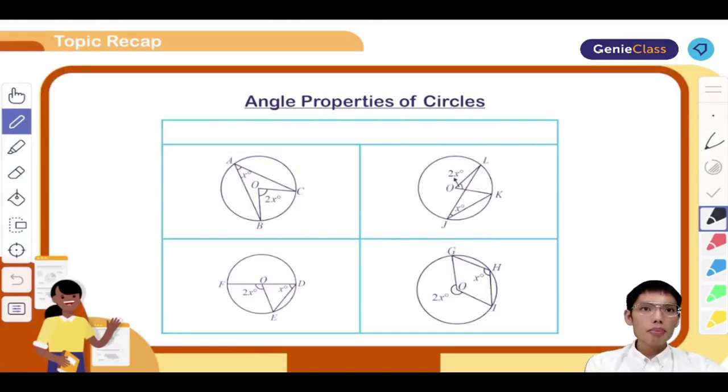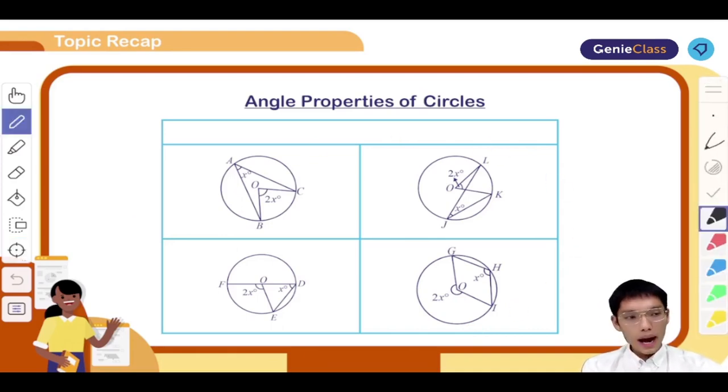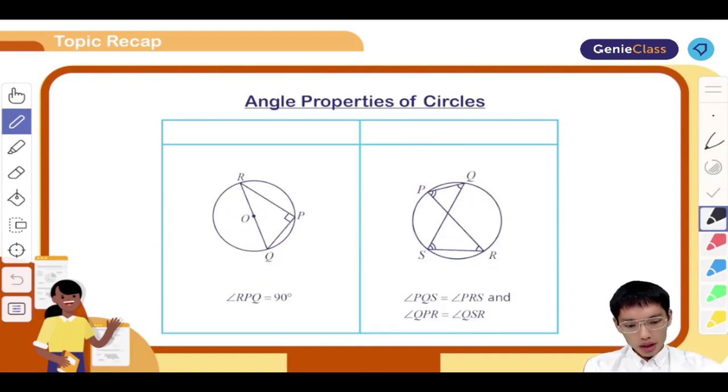Next up, angle properties of circles. Can anybody tell me over here, based on all these properties, what is the angle I'm looking at? What is the angle property? Very nice, Denise typing out. But in this case, you can just write angles at center. Sorry for the hiccup in the middle. Angles at the center is equal to 2 times angle at circumference. Alright, moving on, more angle properties.